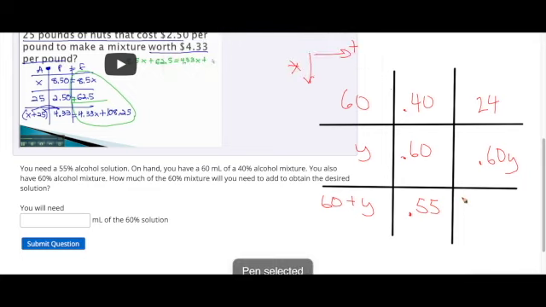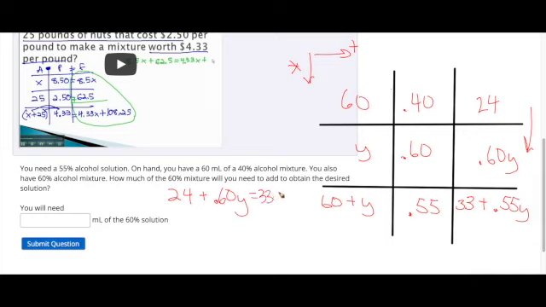33 plus 0.55y. And remember, as you add down, you're going to have to sum up 24 plus 0.60y to give you that combined mix of 33 plus 0.55y. I do recommend you take these slowly. Make sure you know what we're doing before you proceed. I'm going to bring them over, combine terms. That's going to give me 0.05y is equal to 9, if I do that correctly.